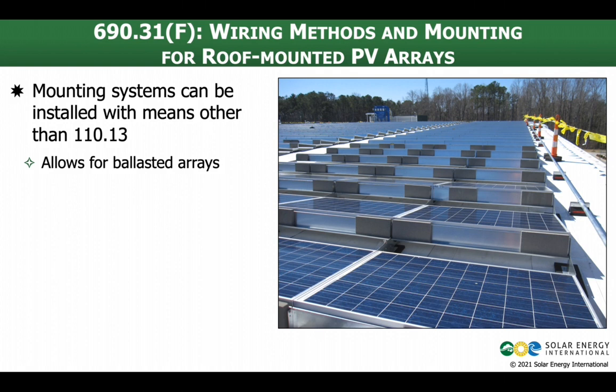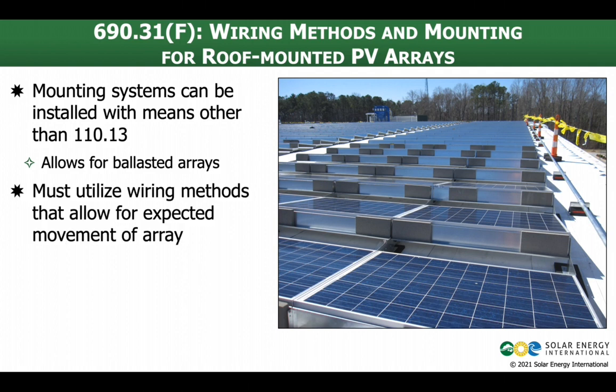We've started to see that there could be a problem developing with other codes and standards in regards to wind loading and seismic events, possibly making it so that ballasted arrays all of a sudden may not be permitted, and that could be a big deal because these are very common in a lot of commercial applications. So 690.31(F) says, yeah, we can do this. We can use other methods, meaning ballasted arrays, but we do have to account for expected movement of the array. We want to make sure that our wiring connected to this ballasted array isn't going to be damaged when there's some movement.